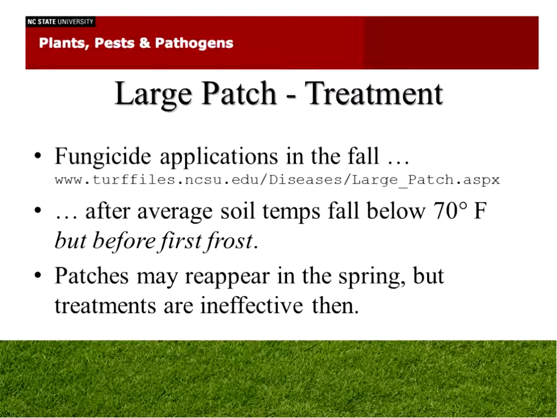The trick with this is that we're running out of time to make any kind of applications against this disease. It has to be done when things start to cool off, so the soil temperatures being less than 70 degrees Fahrenheit. But it has to happen before the first frost, which sounds like it's coming to our area this weekend. What happens is if the plant gets frosted, it's not going to absorb the fungicide and you won't get any control. Now, because springtime is also cool and not favorable to the warm season grasses, this can be a problem in the spring, but by then it's too late to make any effective application against the disease.